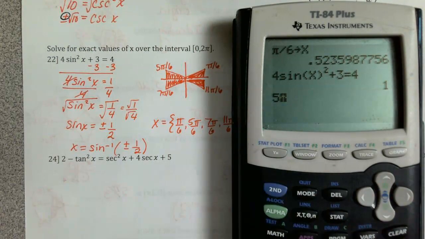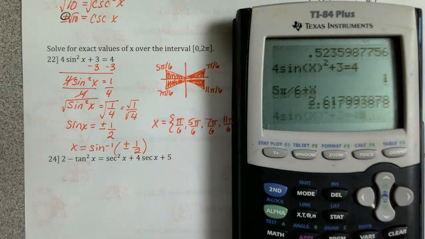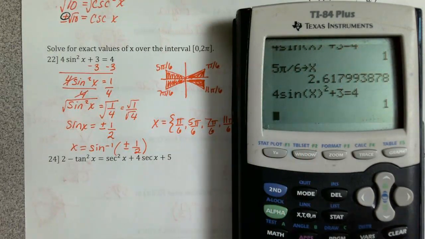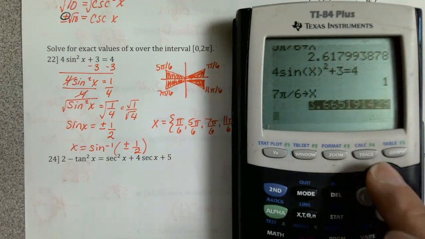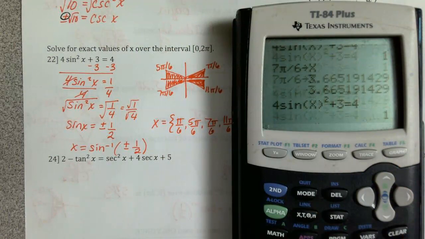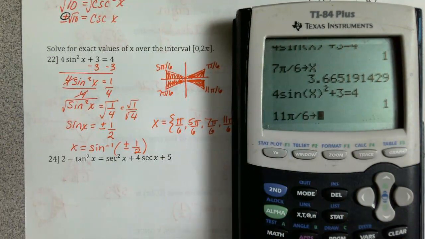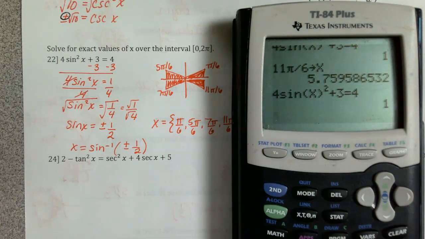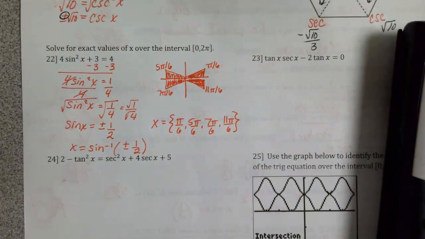Next, we're going to check 5 pi over 6, so we'll store that as our new x, and then arrow up to the equation, press enter, and 5 pi over 6 also checks. Next, we'll do 7 pi over 6 as our new x, and again we get a 1, and then 11 pi over 6. That's our quadrant 4 answer, and we get a 1. So we know that all 4 of those solutions check.